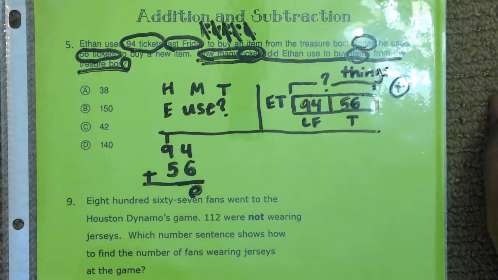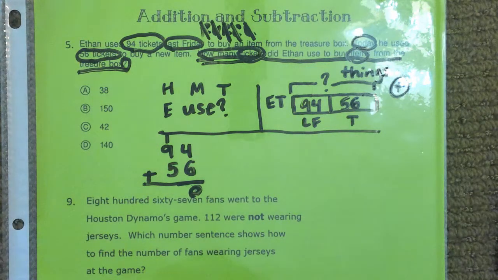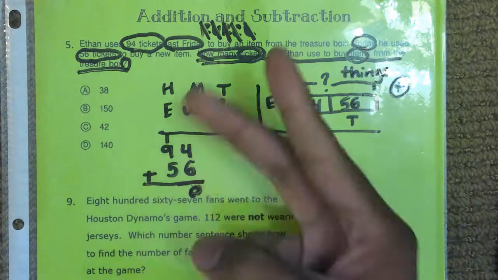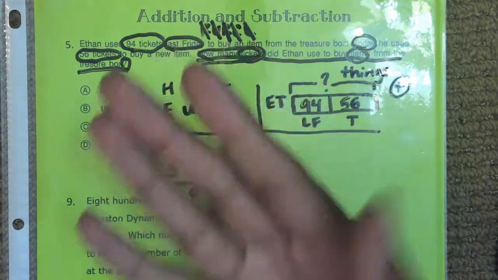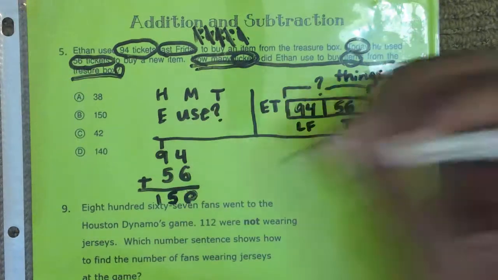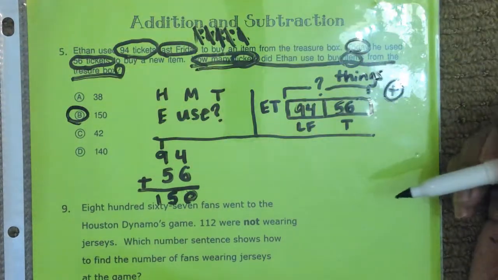Okay, I only have 10 fingers, so I'm just going to grab the 10. I'm going to put it in my brain, and I'm going to say 10. Take your hands off, and now add on 5 more. 11, 12, 13, 14, 15. So my answer here is B, 150.